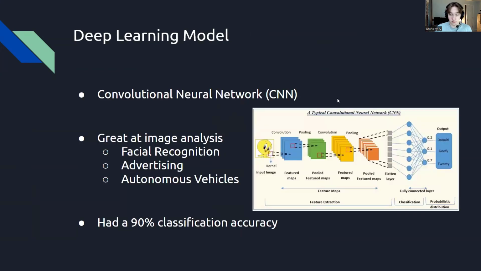The first step of making this explainable AI was developing the deep learning model that I would actually use to see if lungs had pneumonia or didn't. For this, I chose to use a convolutional neural network. This is pretty much the industry standard for anything involving vision or image analysis. It's used in facial recognition, advertising, and autonomous vehicles, and I was able to train my convolutional neural network to have a 90% classification accuracy.